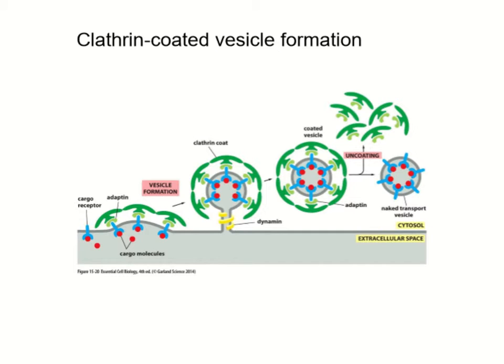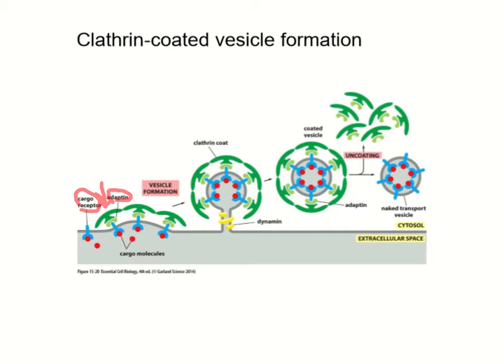Clathrin molecule here in green is attached to an adaptin molecule, and that adaptin molecule is attached to this blue cargo receptor, and this cargo receptor grabs onto specific molecules that are to be transferred, in this case from the extracellular space into the cell. So this clathrin coat continues to form the vesicle and get larger and larger as it encircles the vesicle.